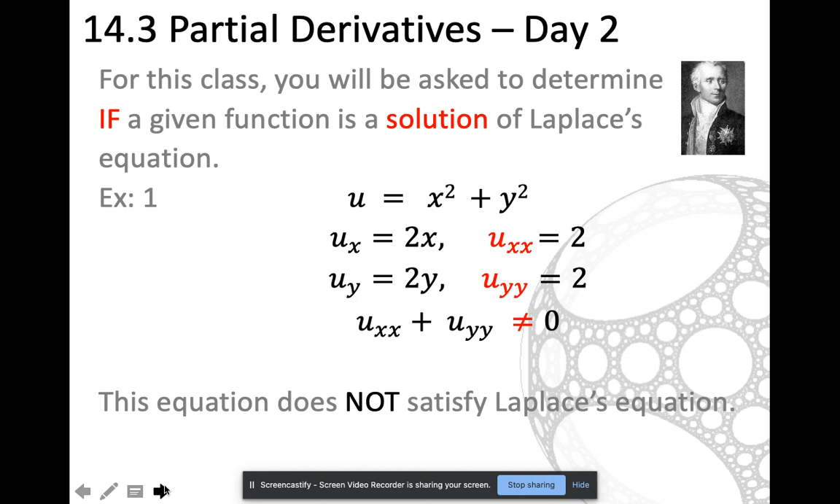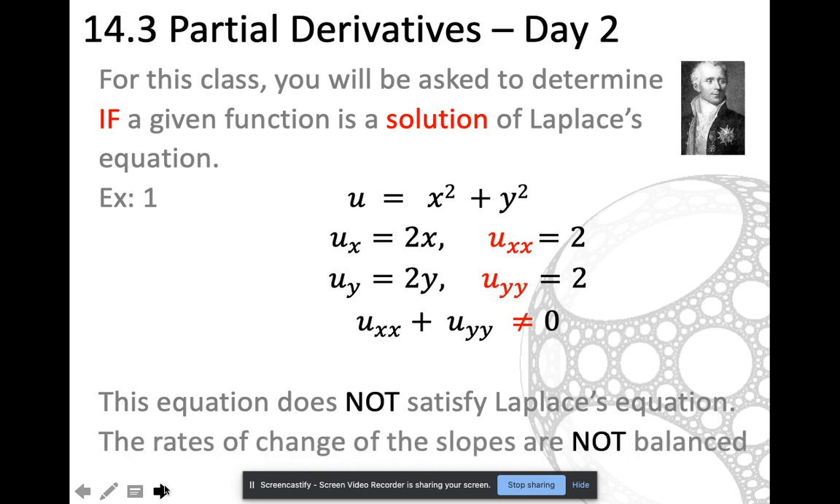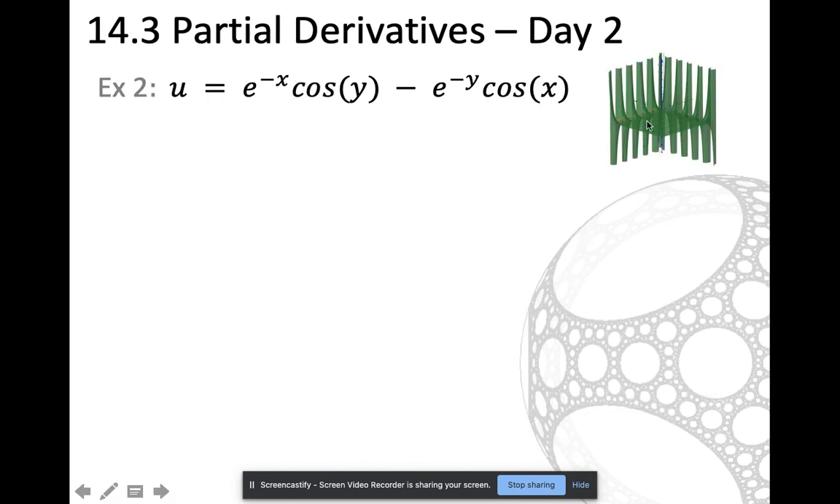That's all you'll be asked to do in multivariable. Actually solving Laplace's equations is something we'll do again in differential equations. What this says, though, is that the rates of change of the slopes on this surface in 3D are not balanced. And right, I know that is hard to picture right now. But here is that picture from our first slide, right? Hopefully you can kind of see, just looking at that picture, that there are some really pretty things happening, right?